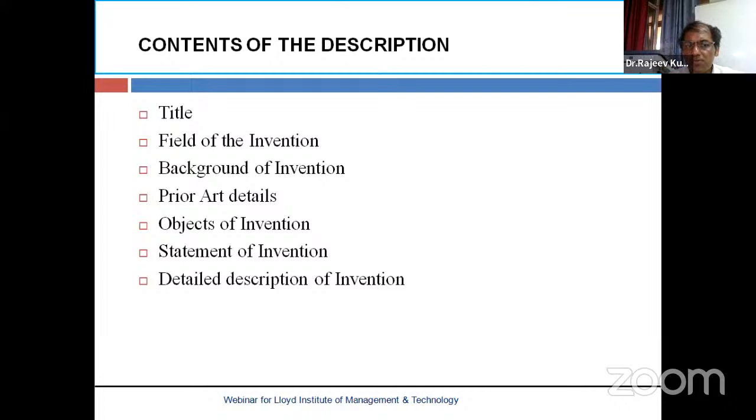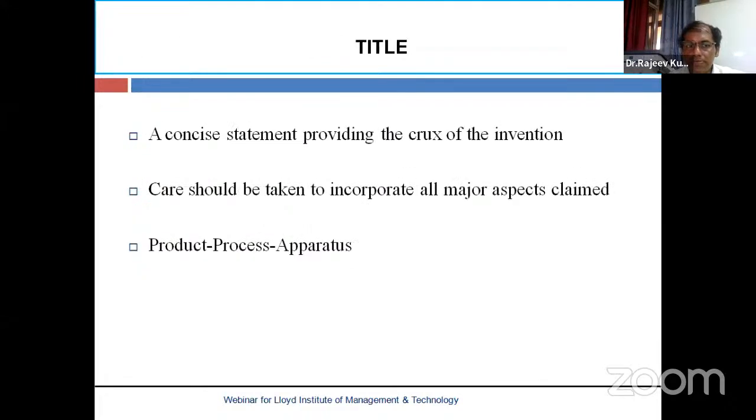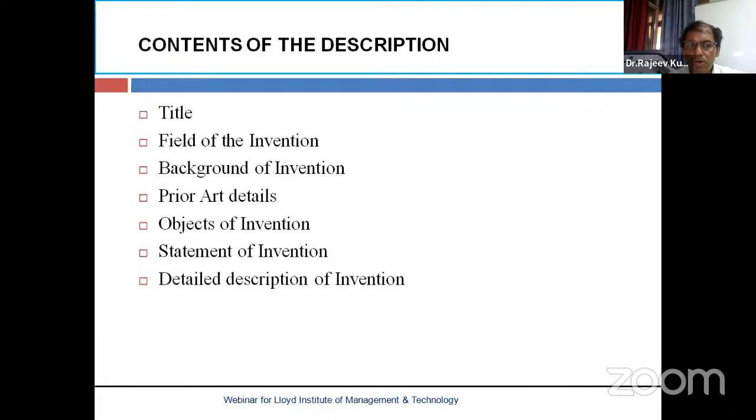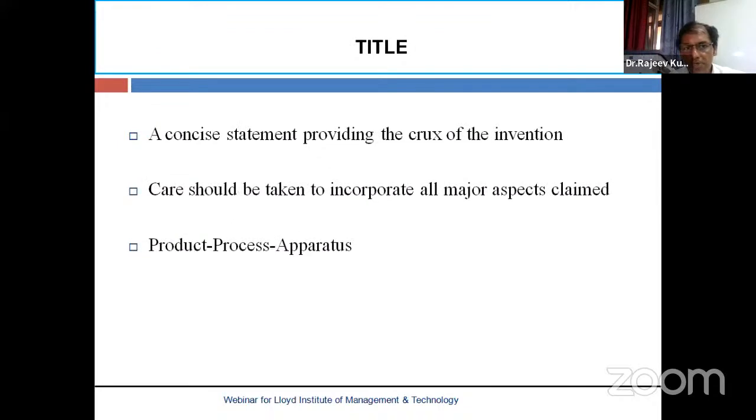Then your statement of invention, that this is a drug which has antiviral properties. This is a statement of invention. Then detailed description includes all the experimental data. So let's see one by one each of these fields. What is the importance? So titles should be very concise. It could be a single word also. So you are never disclosing the invention in the title. The titles are in minimum words and it includes the crux of the invention.